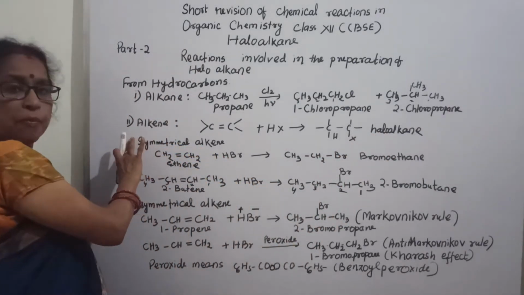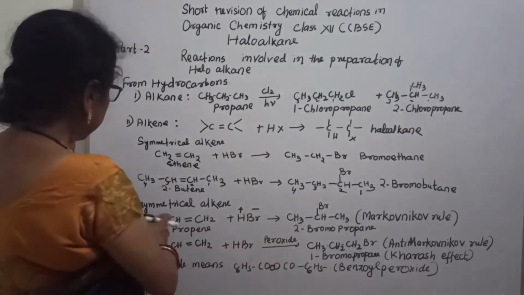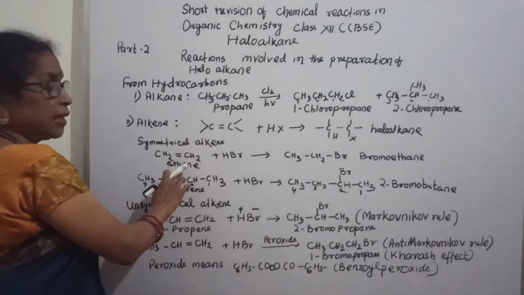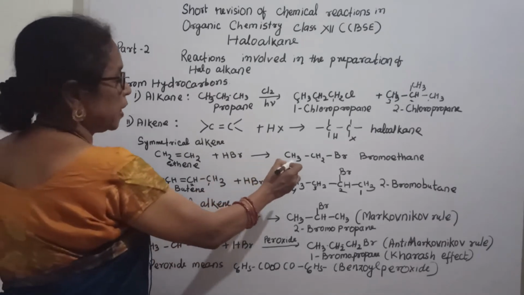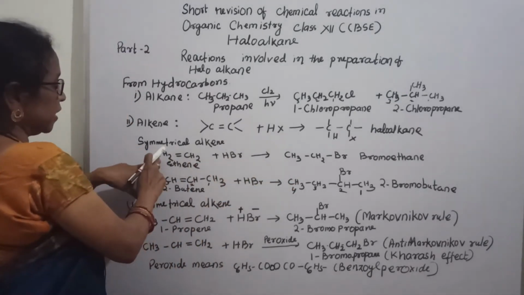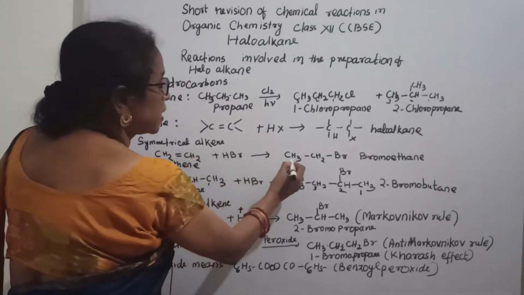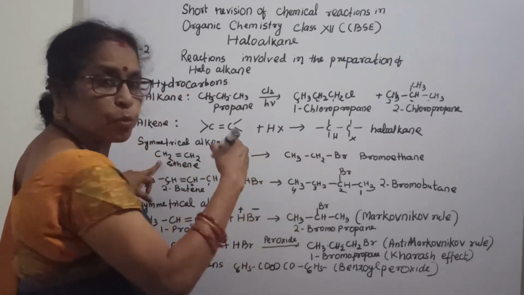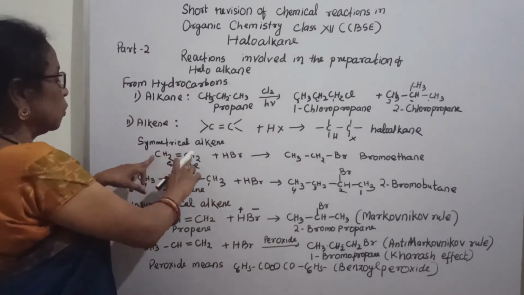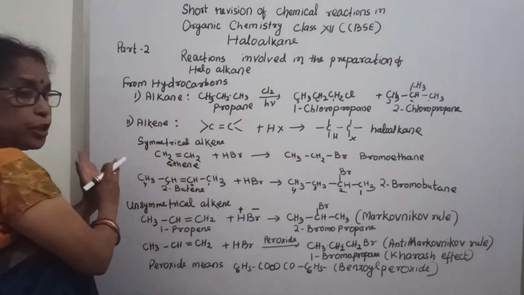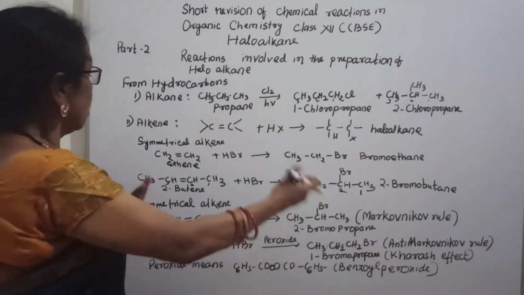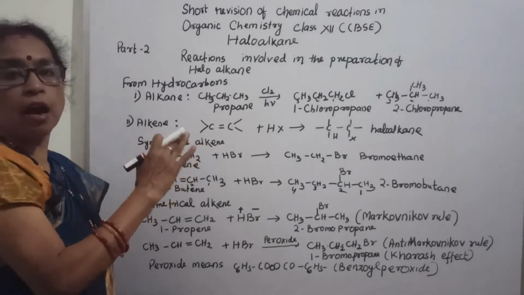Now there are two types of alkene: one is symmetrical, the other is unsymmetrical. A simple example of a symmetrical alkene is ethene. When you add HBr, it gives H here, Br here, then what happens? CH3CH2Br, bromoethane, because there are only 2 carbons and there is a double bond, so between CH2 and that side also CH2. So it is called a symmetrical alkene.